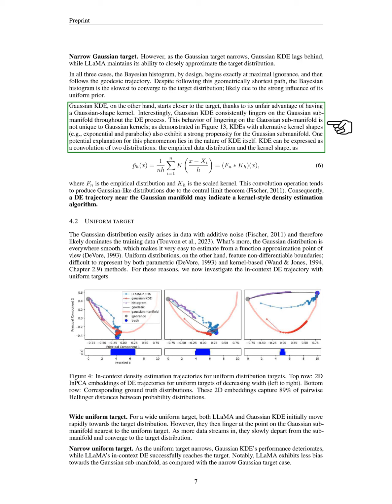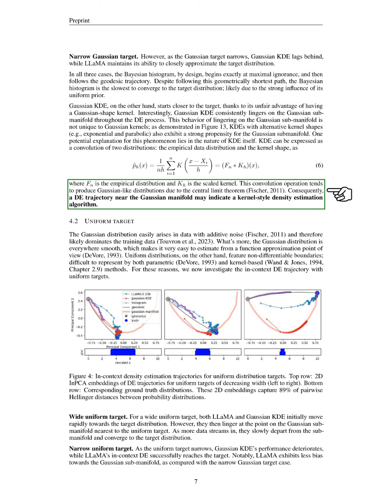Interestingly, throughout the density estimation process, Gaussian KDE tends to remain on the Gaussian submanifold. This tendency is not exclusive to Gaussian kernels. KDEs with different kernel shapes, like exponential and parabolic, also show a strong inclination towards the Gaussian submanifold. This behavior can be explained by the nature of KDE, which combines the empirical data distribution with the kernel shape, often resulting in Gaussian-like distributions due to the central limit theorem. Thus, a trajectory near the Gaussian manifold may suggest a kernel-style density estimation approach.